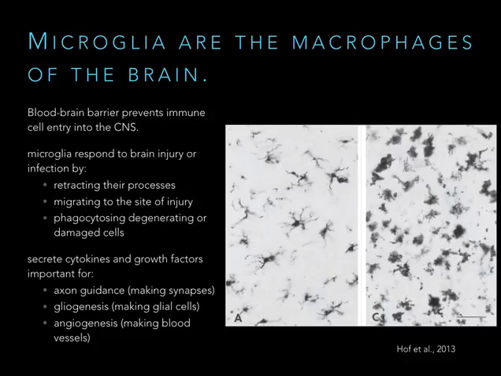And in order to do that, they need to retract their cell processes and then wiggle their way into the site of injury. Once they clean up the injury, they're going to secrete some growth factors and cytokines to help synapses regenerate, new glial cells to form, and in some cases make blood vessels as well. But whenever we think microglia, we should be thinking macrophage because we don't have an immune system in our brain.